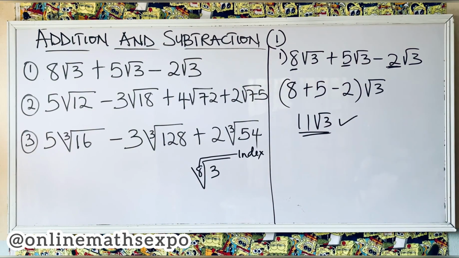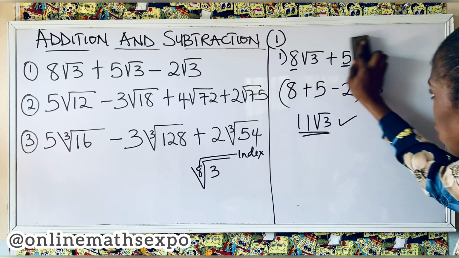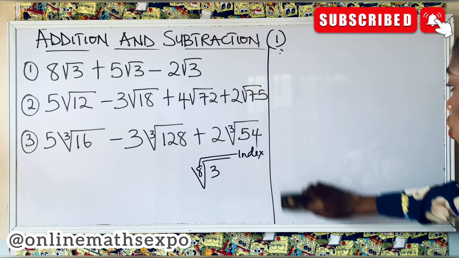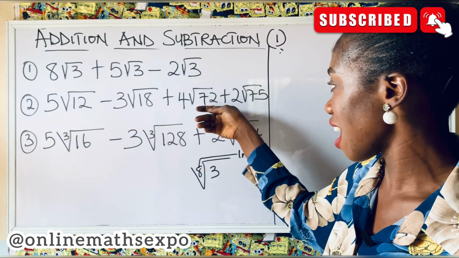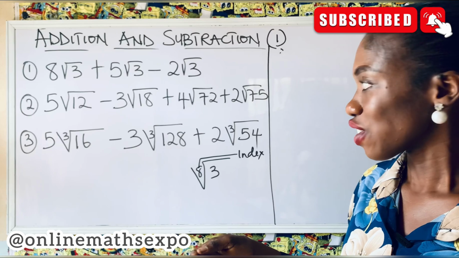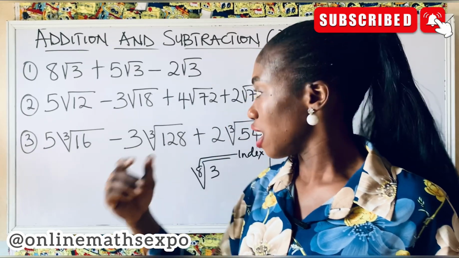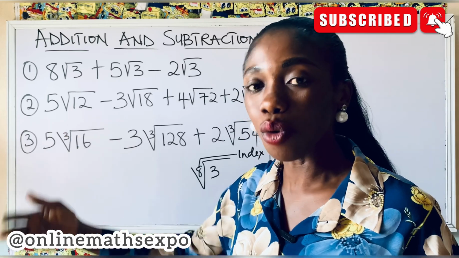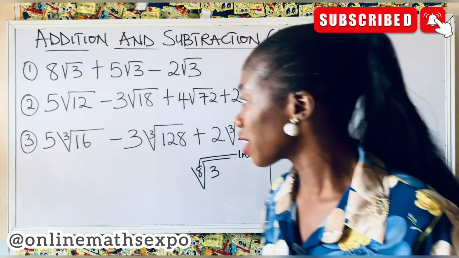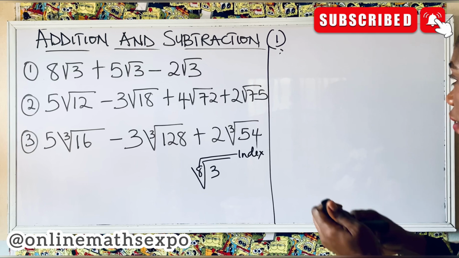So to continue with this, we are going to have number 2. When you look at this, you will notice the radicands are different. So in simplifying it, let's see if we can get something that obeys the rule. So in that case, you are going to simplify.